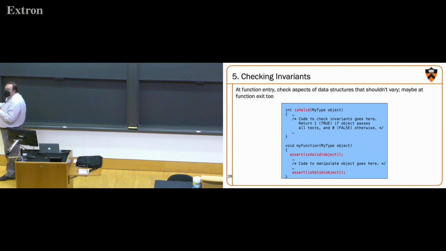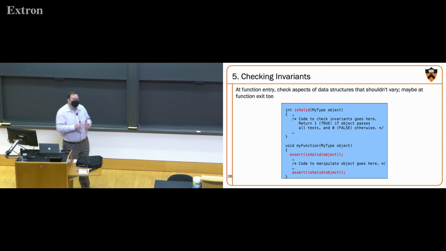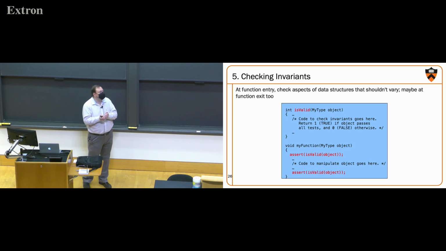So in this strategy, we write some little isValid function that takes as input some data structure, verifies that the data structure is sane, that it is structured correctly, that its contents are appropriate. And now periodically, whether it's at the beginning of a function, at the end of a function, in the middle of a function, we can call that checker to verify that your data structure is correct.